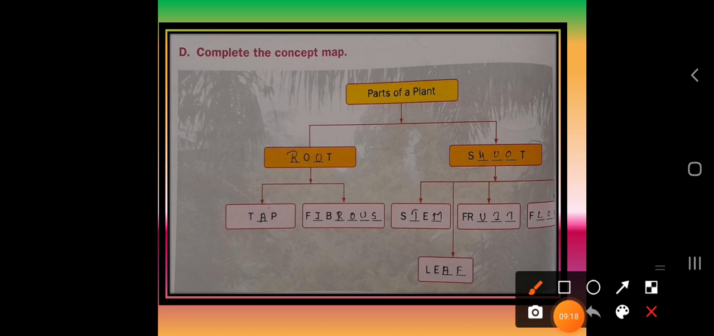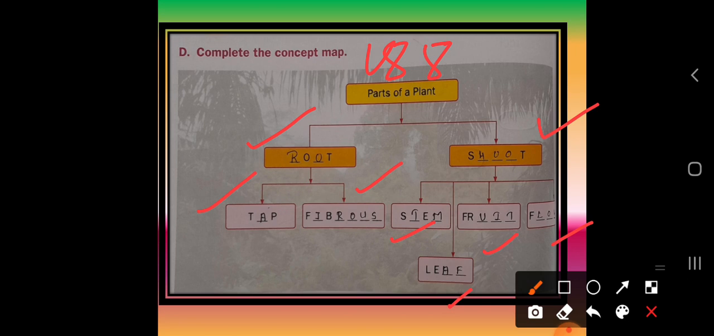Okay, so you have to complete the concept map. So just recall what the parts of a plant are, then you will get the answer. Just take your textbook. This is on page number 188. On page number 188 you can see the parts of a plant, that is the root part and the shoot part. The examples of root are the tap root and the fibrous root. The examples of shoot part are the stem, fruit, flower and the leaf. So you have to write the answers.